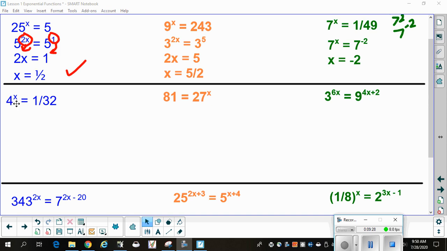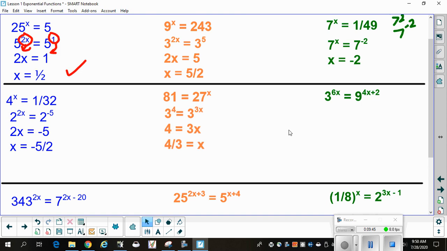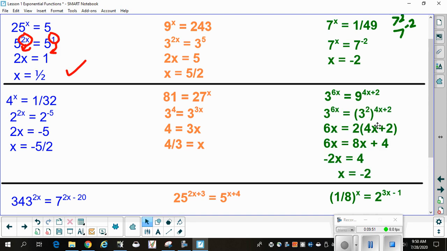4 to the x is equal to 1 over 32. While 4 does go into 32 evenly, it's not a base. So I have to take both of these down to 2. 81 and 27, base 3. 3 and 9, base 3. In this case, I only have to change one side. Now, remember, I have to distribute that too.